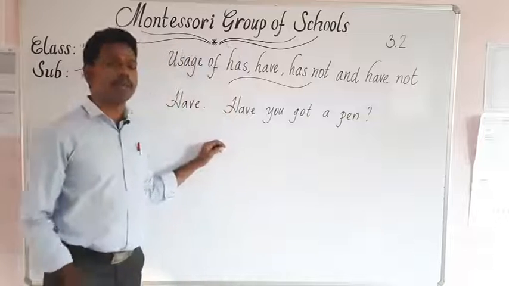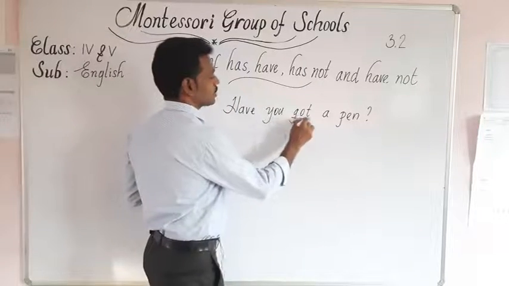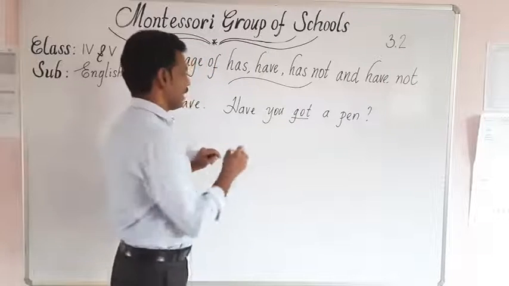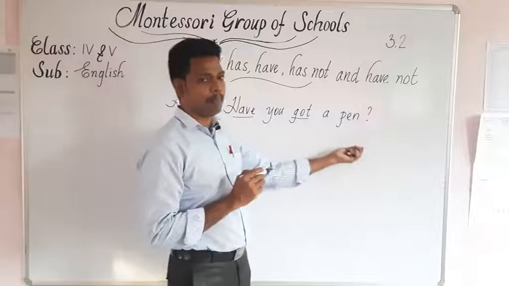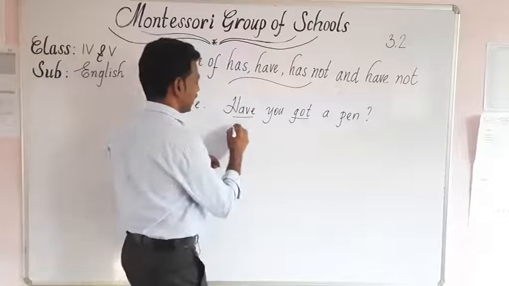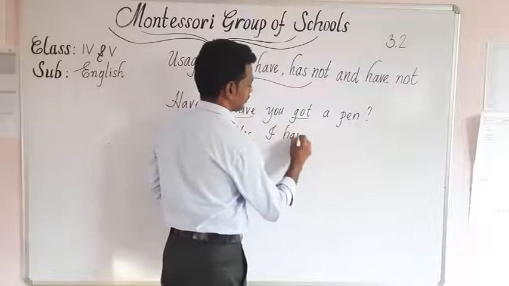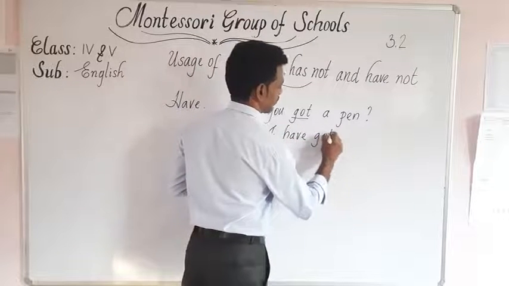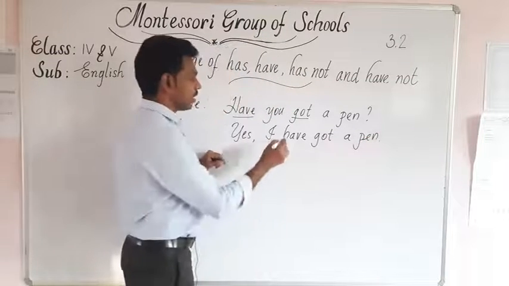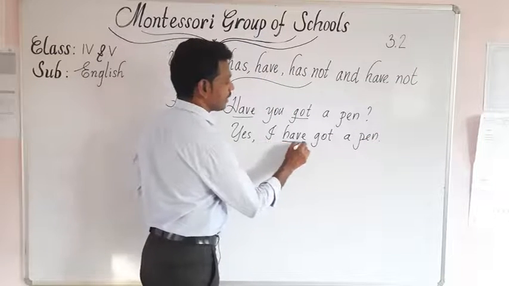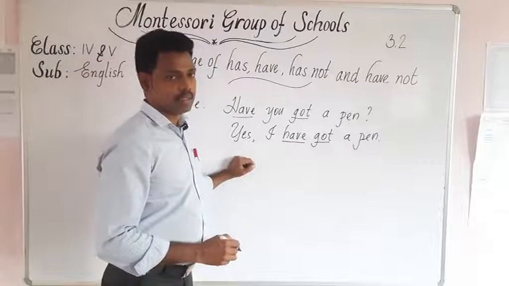Have you got a pen? So here we can find got is also a verb and have is acting as helping verb. Have you got a pen? Then the answer can be yes, I have got a pen. So here this have is again helping verb, I have got a pen.